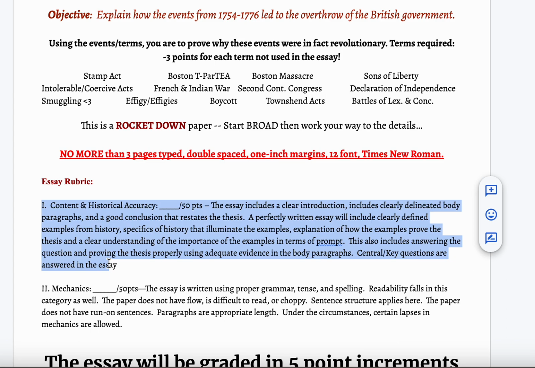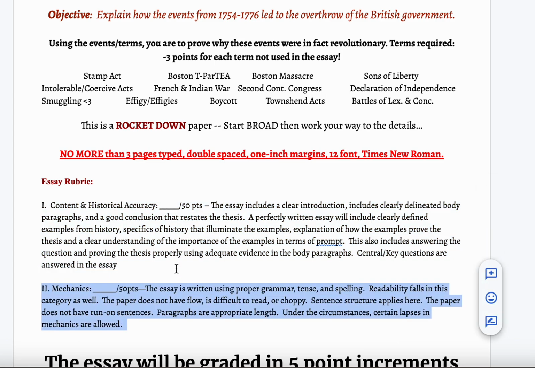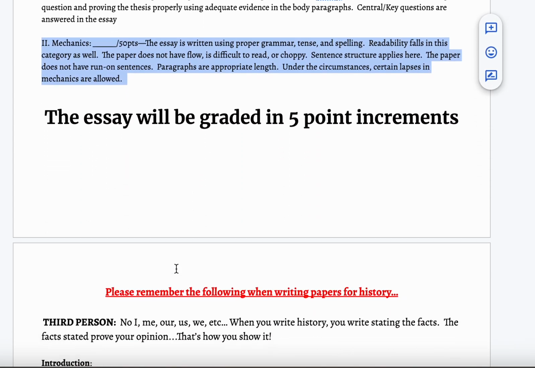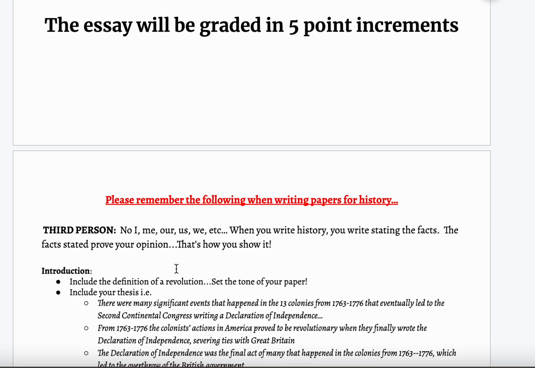Half the paper is the content. The other half is the mechanics. So grammar, tense, and spelling and readability, it's kind of a big deal. The essay will be graded in 5-point increments, as you always know how I grade. So 100, 95, 90, 85, all the way down to 25.